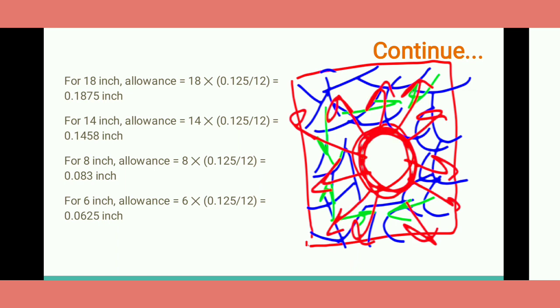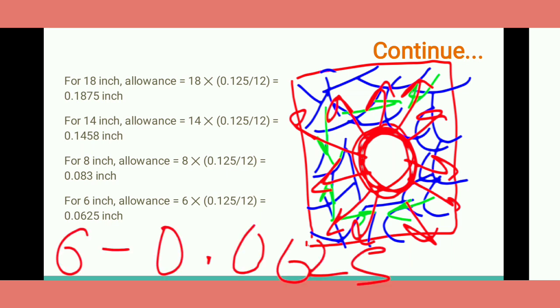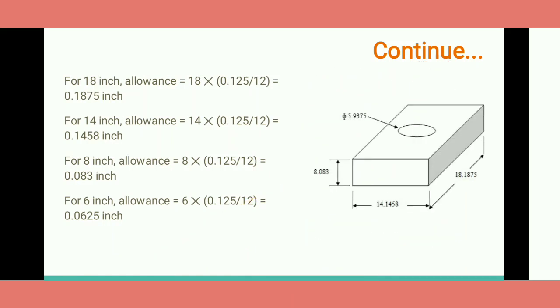So whatever the dimensions we are taking, like if we take 6.0625 dimension, okay, then it will not become less, it will become more, it will increase. So the final dimension for this hole will be more than 0.0625. So what we have to do, we have to reduce this dimension, okay. So the final dimension for this hole will be equal to 6 minus 0.625, okay. So this will be the final dimension.